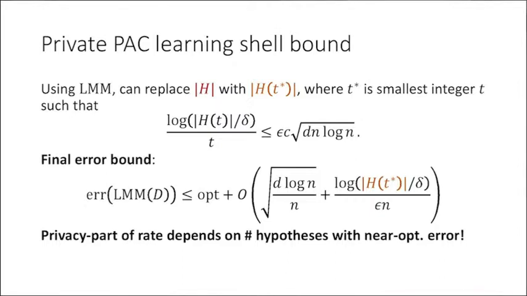So the error bound we get with the large margin mechanism is at most this much away from the optimal, where now we replace the log cardinality of H with the size of the t star shell. So the privacy penalty you pay really only depends on the number of hypotheses that have near optimal error.